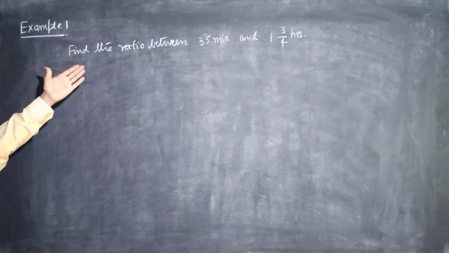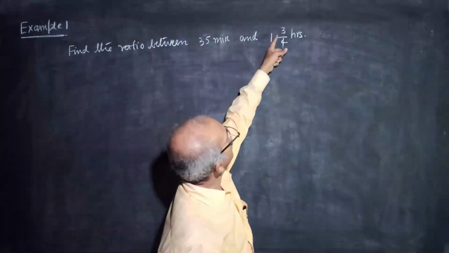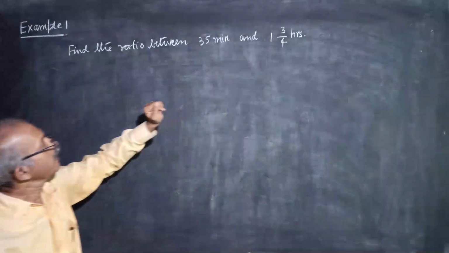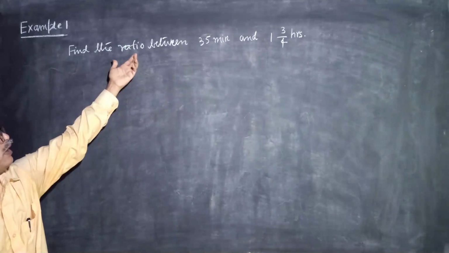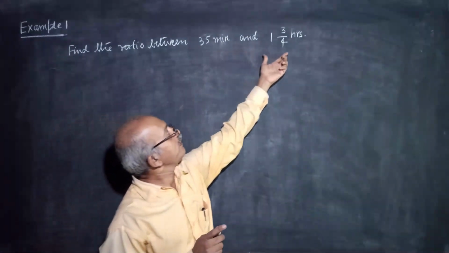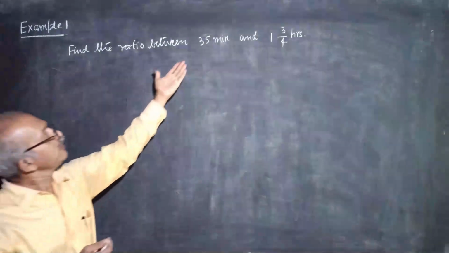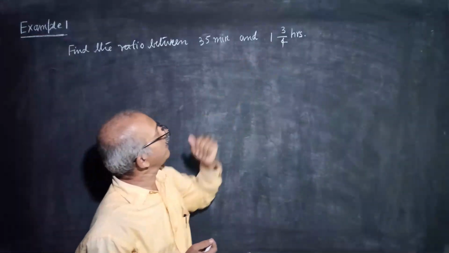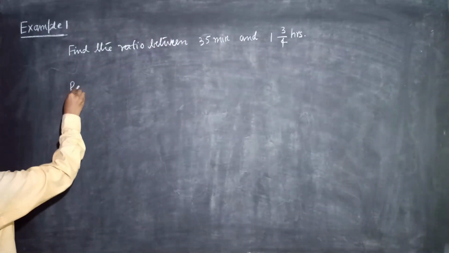Find the ratio between 35 minutes and 1 and 3/4 hours. In this problem, he is asking for a ratio, and 35 minutes is the first quantity, and 1 and 3/4 hours is the second quantity. That means the first term, second term. Now we shall write the required ratio.